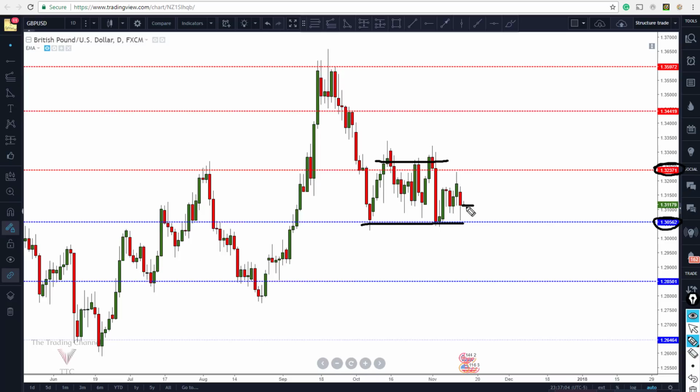If anything, we will wait for this market to either push down and get really close to our 1.3056 level and try to find some kind of trading opportunity on a smaller time frame to ride this market back up to resistance as long as we stay in consolidation.